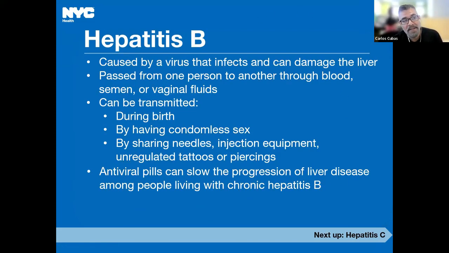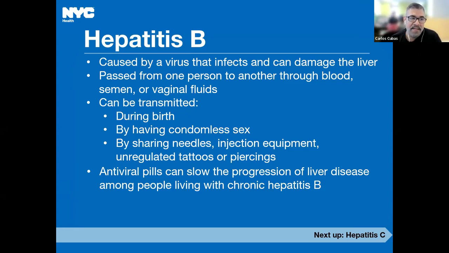With hepatitis B, very similar to hepatitis A, this is caused by a virus that infects and can damage the liver, and it's passed from one person to another through blood, semen, or vaginal fluids. So there's a difference there: hepatitis A is passed through stool, feces, or poop, and hepatitis B is passed through blood, semen, or vaginal fluids. It can be transmitted during birth, by having condomless sex, by sharing needles, injection equipment, or unregulated tattoos or piercings.